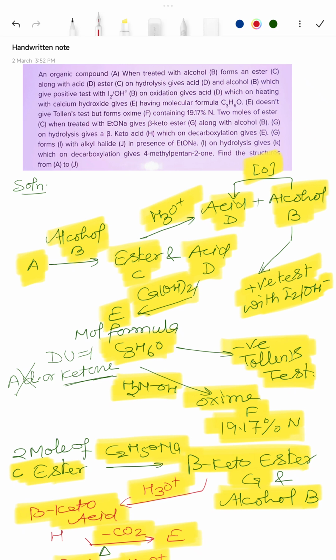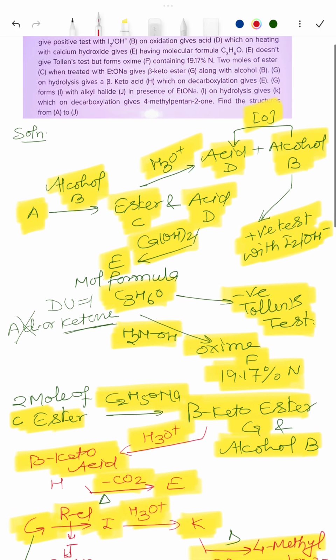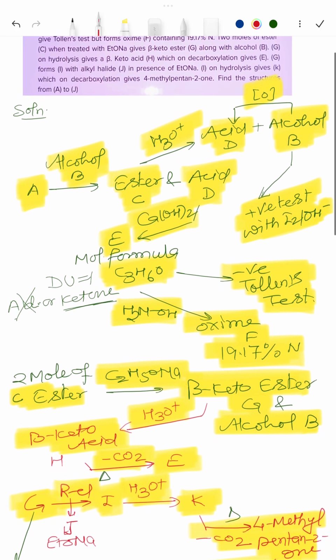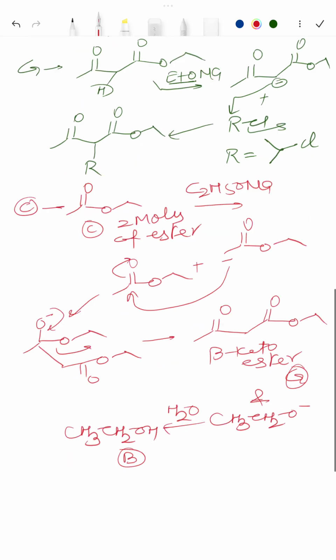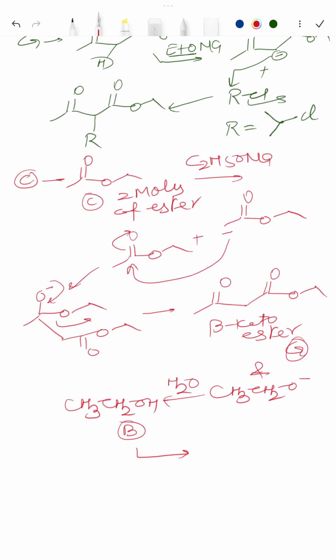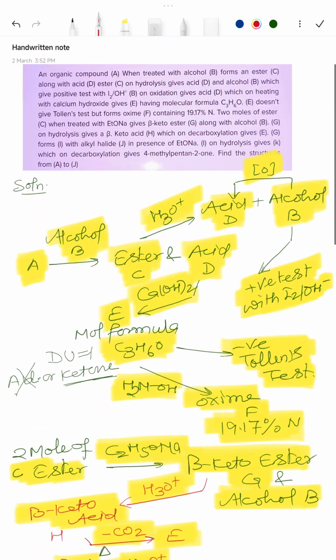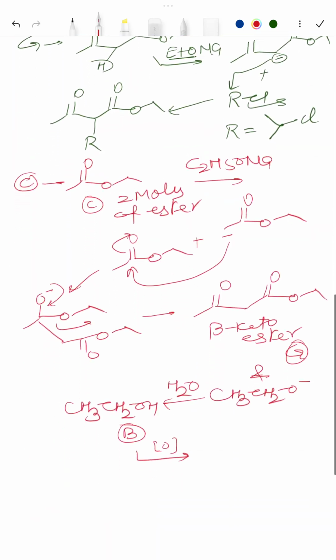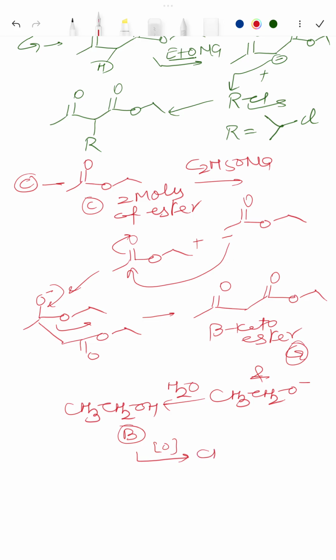Now come to B. B is the alcohol which will oxidize. So B is C2H5OH, and this will oxidize to form D. Okay, this will oxidize and form D. So here is CH3COOH, and this is D.